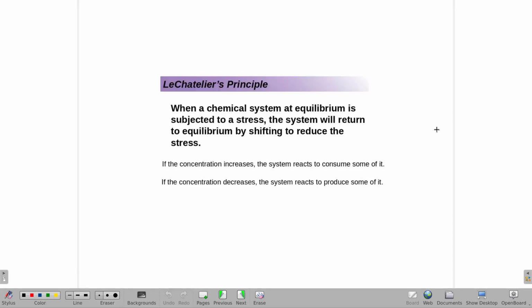All right. Next little thing we're going to do is we're going to take an equation that's at equilibrium and stress it.